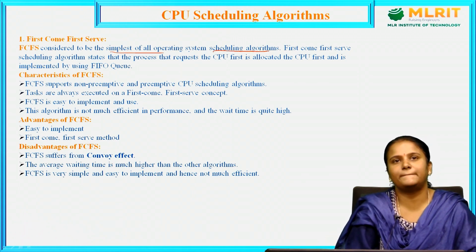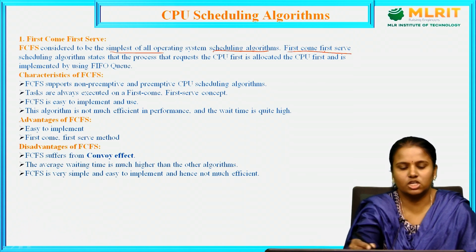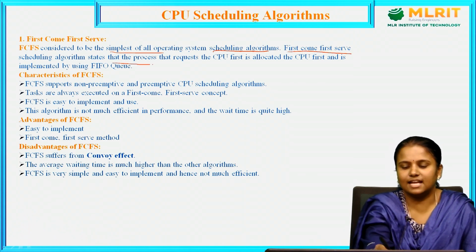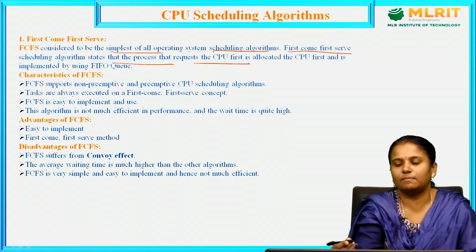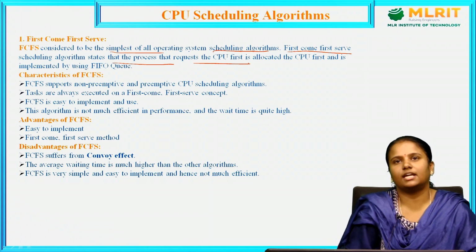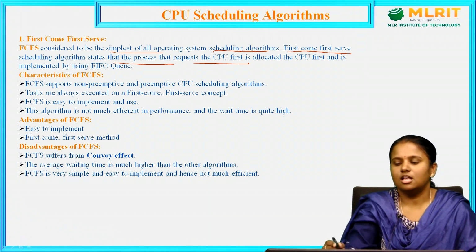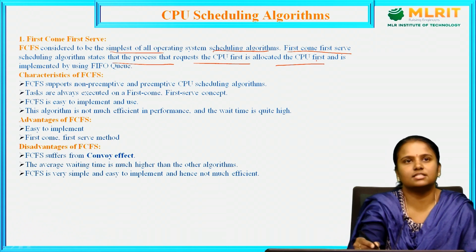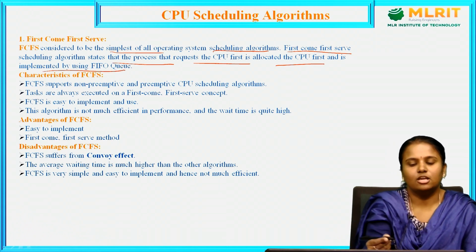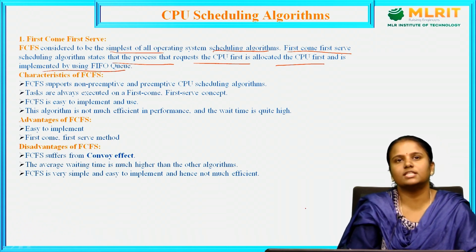It is the simple and first algorithm used in CPU scheduling, that is First Come First Serve. This scheduling algorithm states that the process that requests the CPU first is allocated the CPU first. This is implemented by using a FIFO queue.